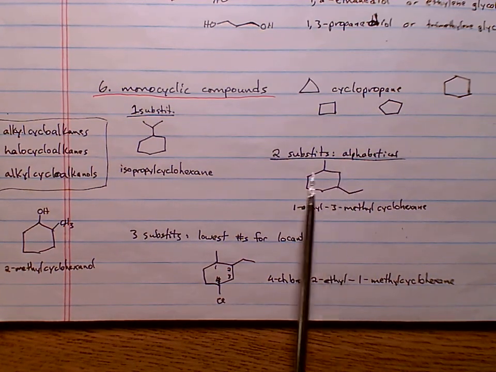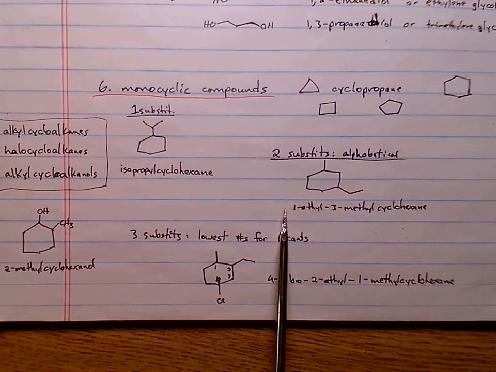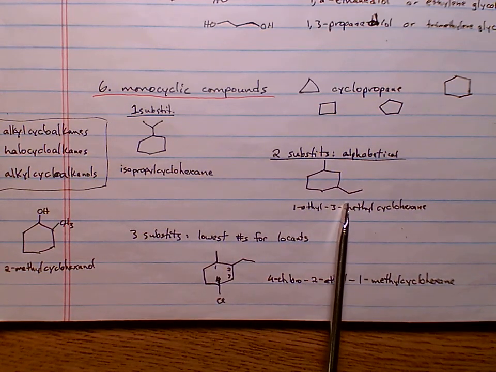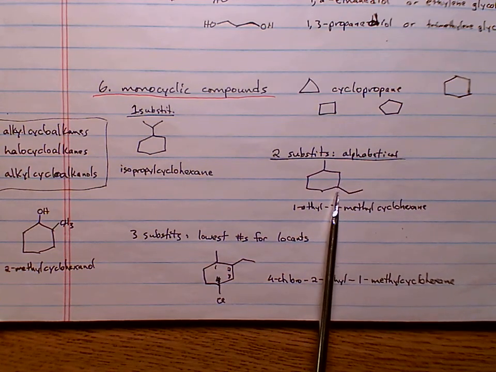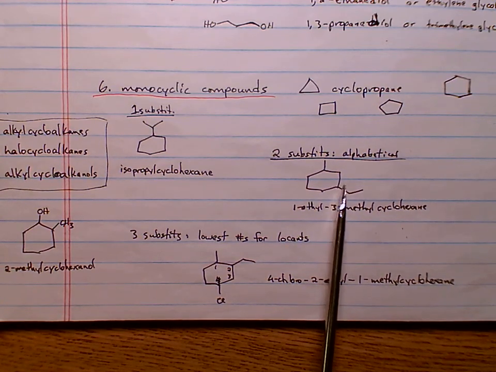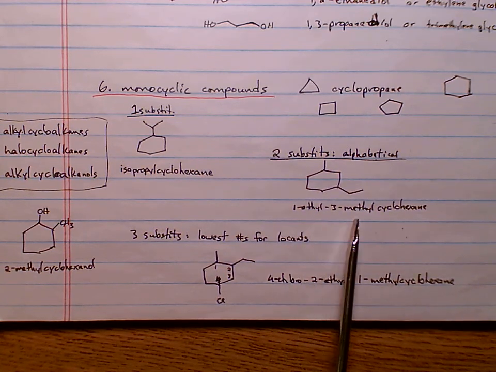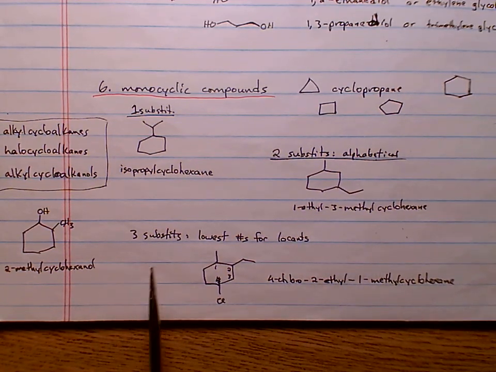If you have two substituents on your cyclic ring, you just name them alphabetically. We've got an ethyl here, we've got a methyl here. So we're going to call the carbon with the ethyl, since E comes before M, the carbon with the ethyl is going to be 1. So this would be 1, 2, 3, 1, 3, or 1-ethyl-3-methylcyclohexane.